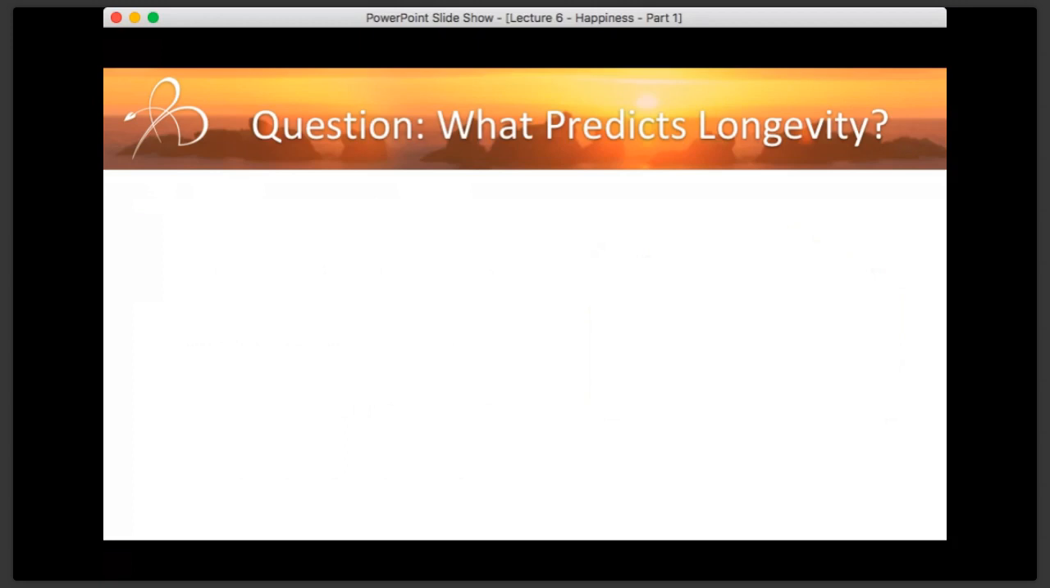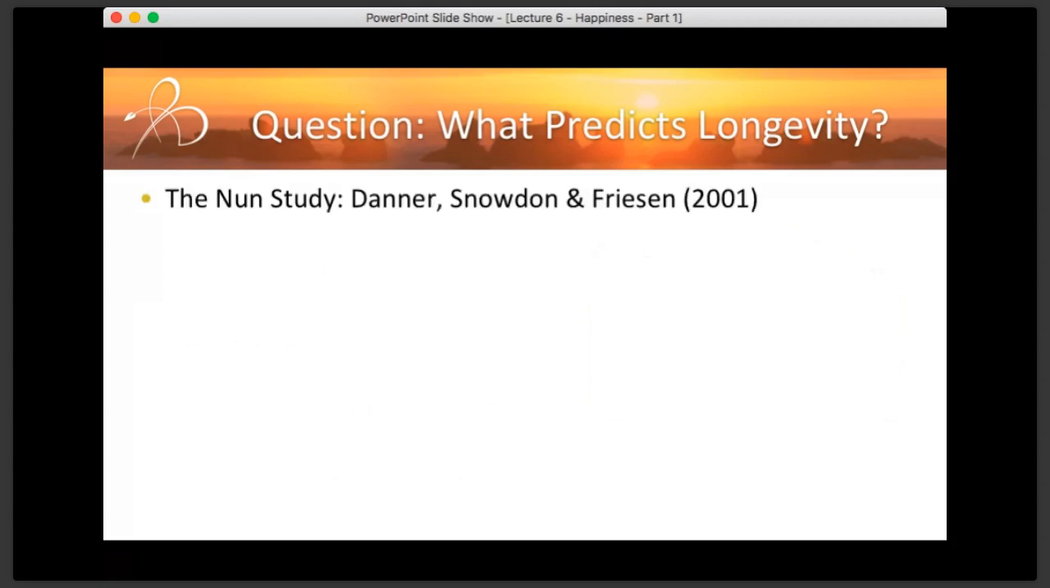Now, the question from the nun study, which came out in 2001, had nothing to do with happiness, actually. The research question was, what predicts longevity? What's correlated with longevity? Again, these nuns are living in similar ways. They're eating similar foods. They're rising and going to sleep at similar times. They're engaged in similar activities day in and day out. So with that kind of control, you can ask the question, what predicts longevity?